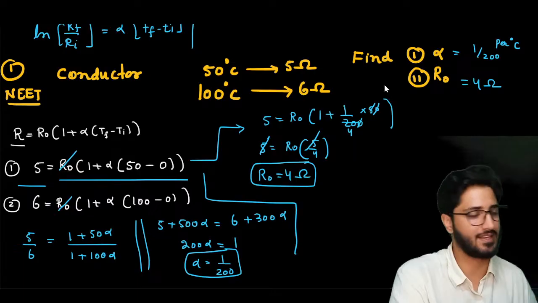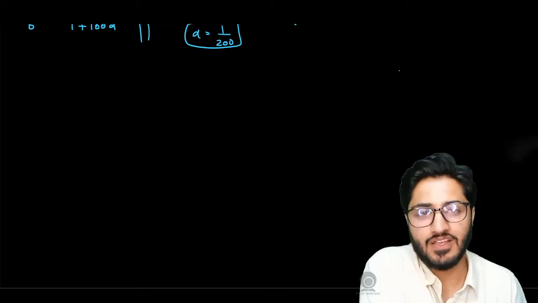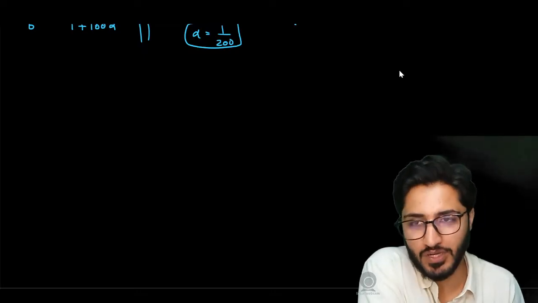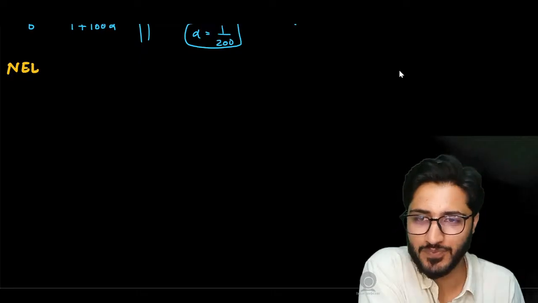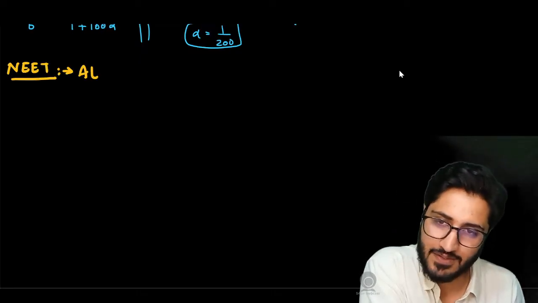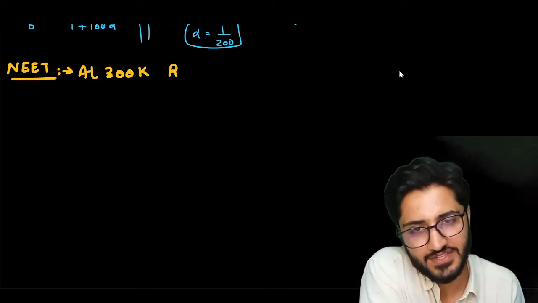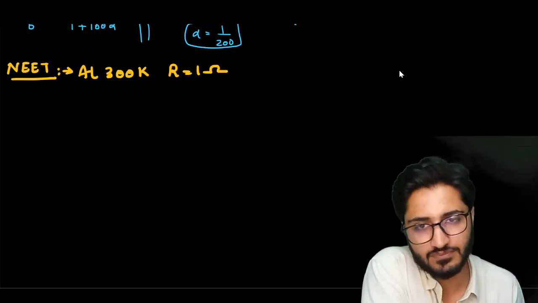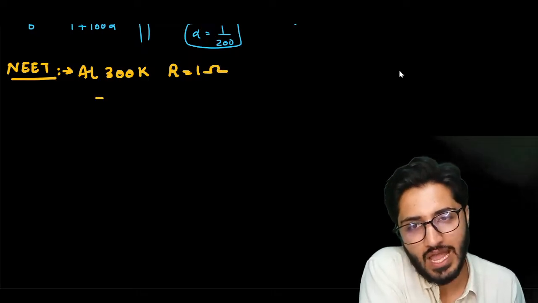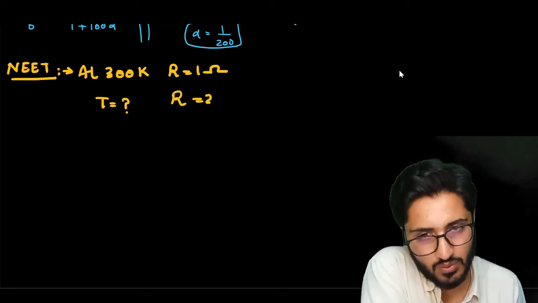Okay, now next numerical. If my temperature is in Kelvin, how to deal with it? One more NEET PYQ. Look, at 300 Kelvin, my resistance is 1 ohm. Now, at what temperature will its resistance become 2 ohm?